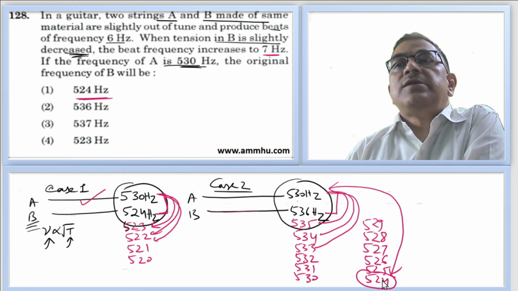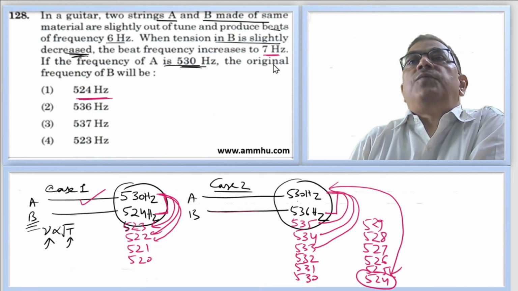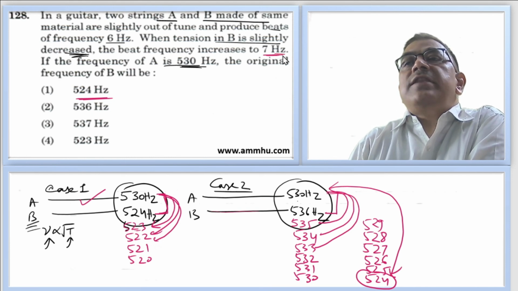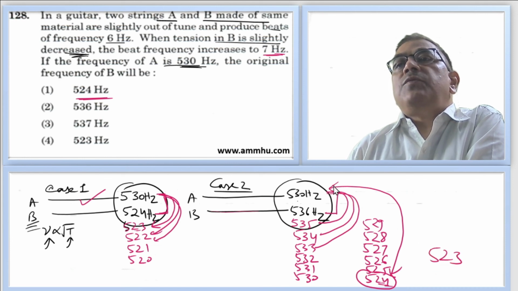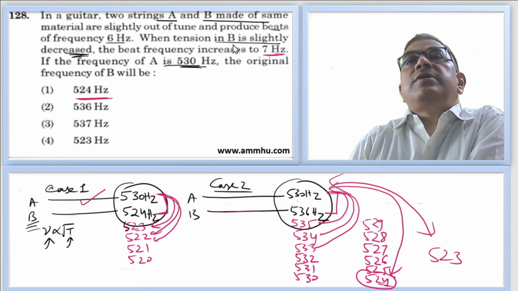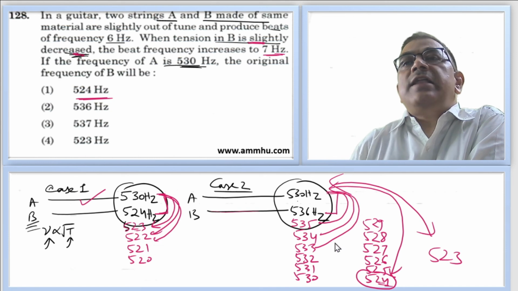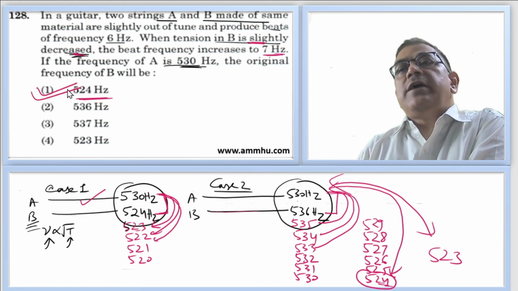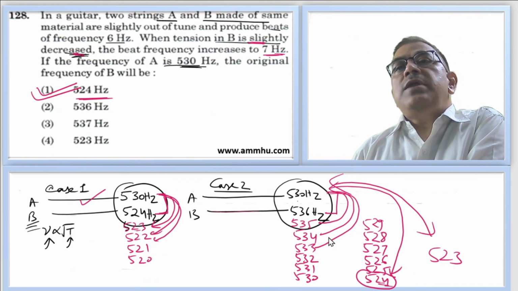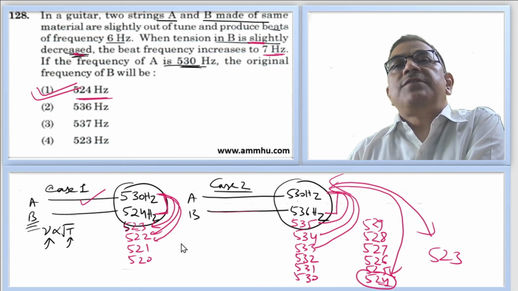Is it right? So in both the cases, the beat frequency increasing to 7 is possible, with 523. So the frequency can increase to 7 in both the cases. But it is clearly mentioned that the tension in B is slightly decreased. So out of the two cases, this 524 appears to be the correct option. And for case B to be correct, the tension in the string should be decreased significantly compared to this.